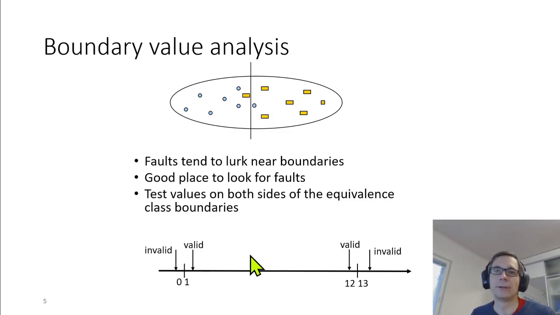So these could be considered the failure cases if this were the software to be tested. So looking at the calendar month example again, we would test the boundaries between the valid and the invalid. So we would test the invalid case of 0, we would test the valid case of 1, then we would test the valid case of 12 and the invalid case of 13.